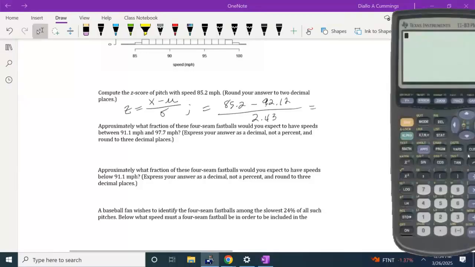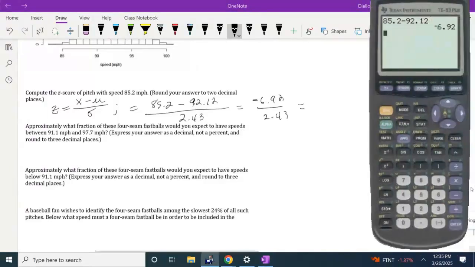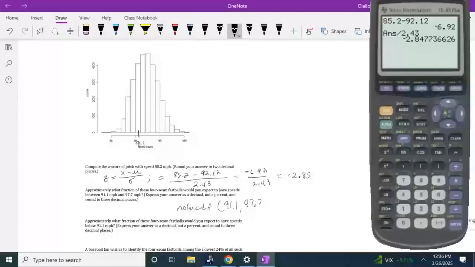Right, so 85.2 minus 92.12 is negative 6.92, and divided by 2.43, that gives us probably about somewhere here.